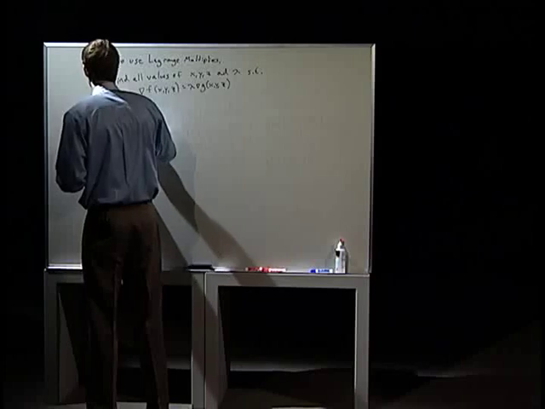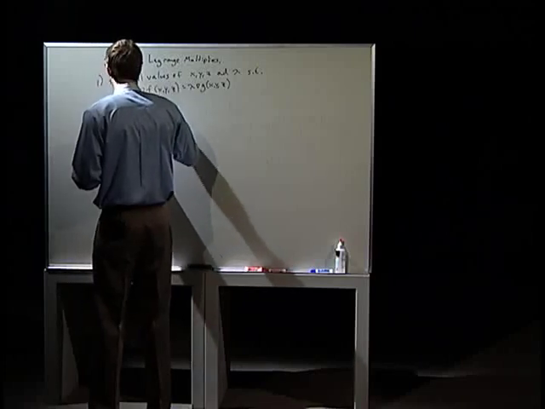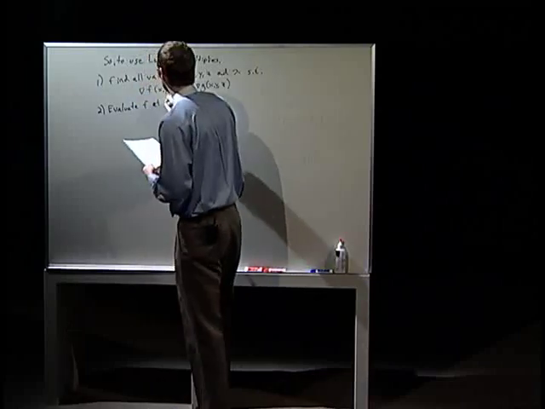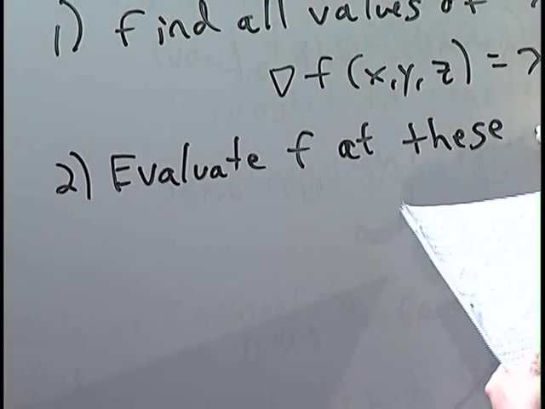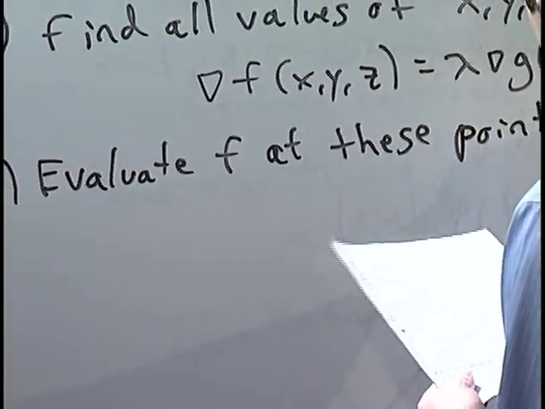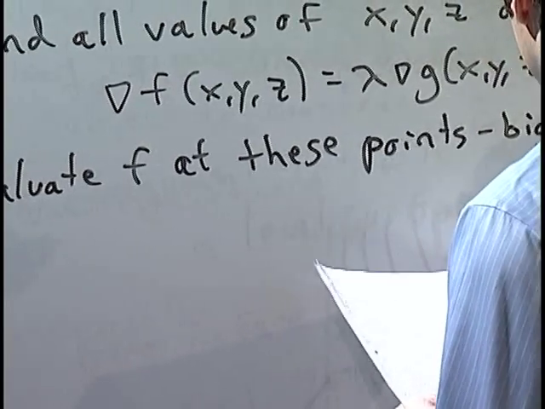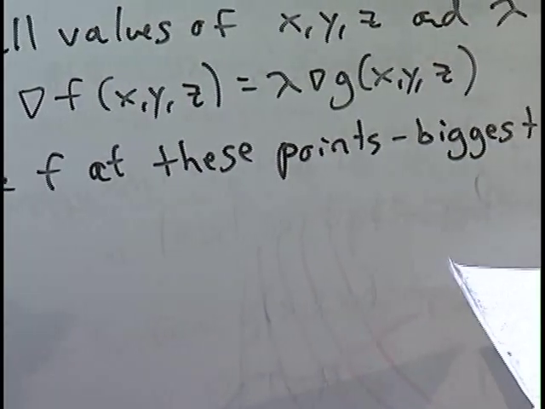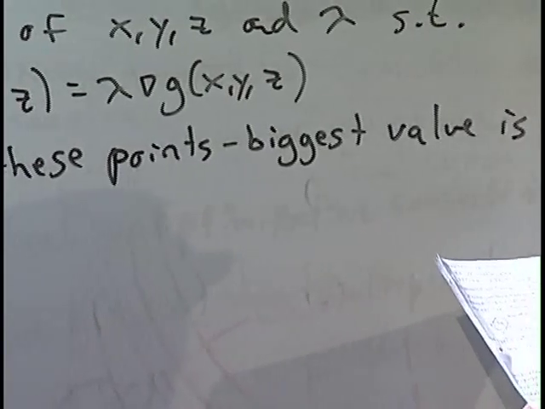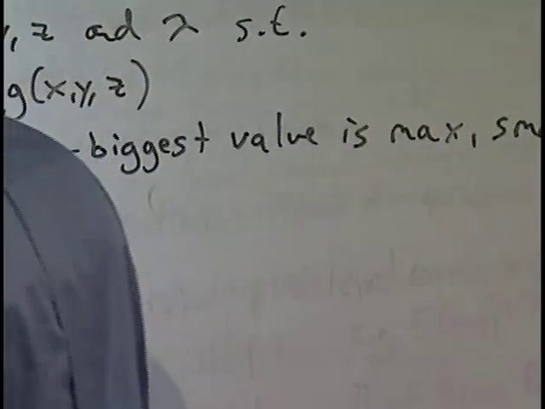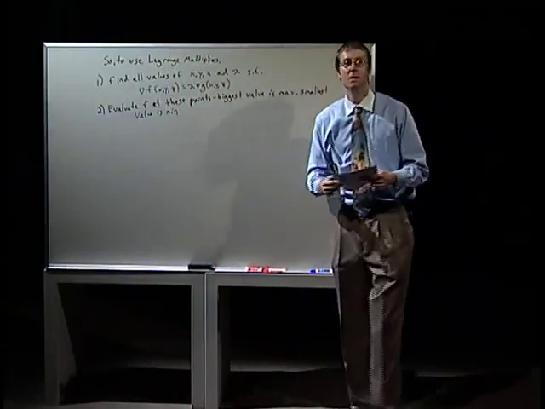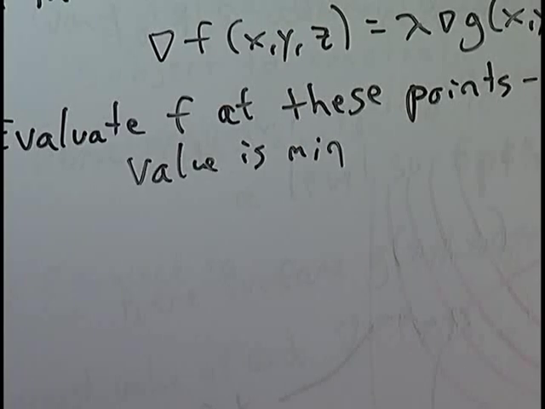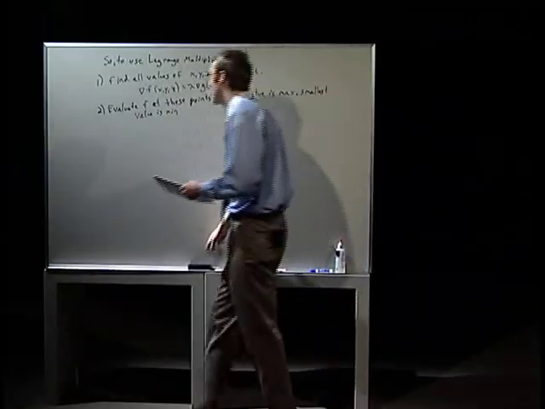And then, once you have all those values, you just do what you used to do for any max-min problem. You take all the possible choices for a max-min and try them in f. So you evaluate f at these points, and the biggest value is the max, and the smallest value is the min, right? So it's like we did for the other extreme value problems. You have choices for this. Check them out. Biggest one's the max, smallest one's the min. Okay, let's try one of these here.